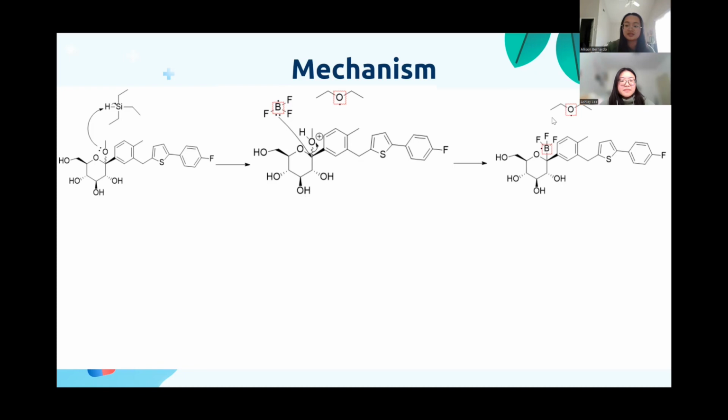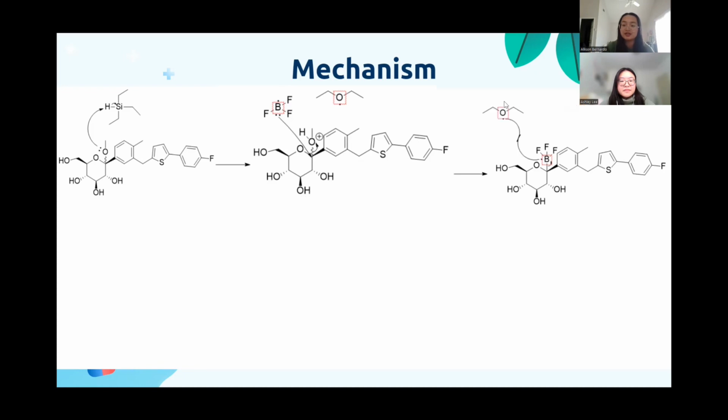This will yield this compound right over here, and then the diethyl ether and boron trifluoride would then react again to form the boron trifluoride etherate, and the resulting compound will be Invokana, or our drug of interest.